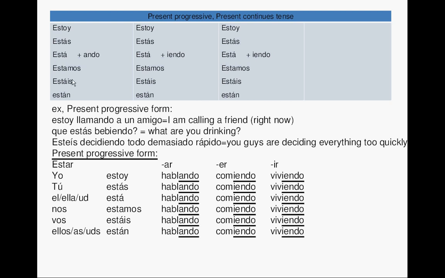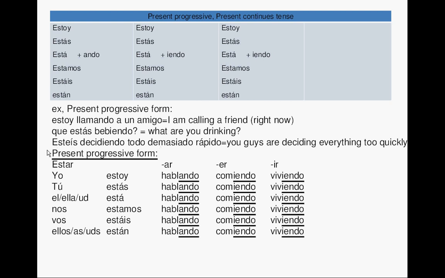I am calling a friend right now: estoy llamando a un amigo. What are you drinking? ¿Qué estás bebiendo? Beber ends with ER and changes to iendo. You guys are deciding everything too quickly: estáis decidiendo todo demasiado rápido, because it is plural. Decidir ends with IR, and IR changes to iendo.